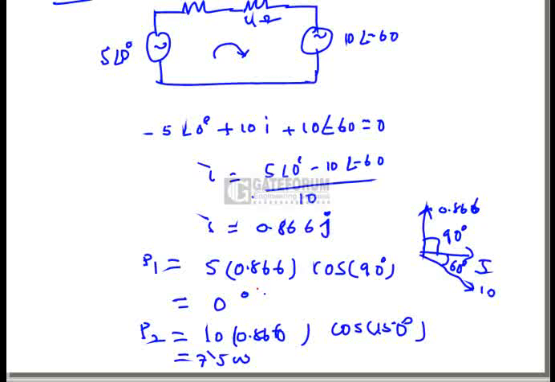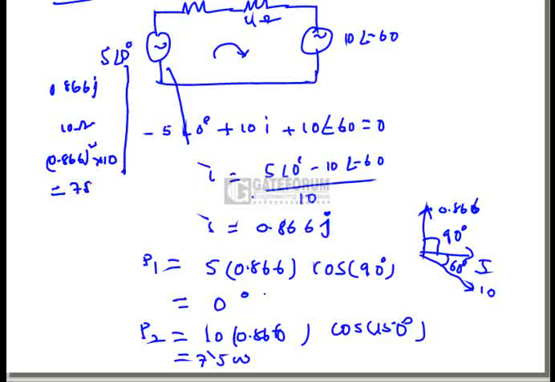Now the total power generation is nothing but the total power consumption. If you have a doubt, you can solve it like this. The total current is 0.866 j. Now what is the total resistance? The total resistance is 10 ohms. Now 0.866 whole squared, this is the current squared, multiplied by 10 ohms is the total power loss. If we solve this, we will get 7.5 watts.